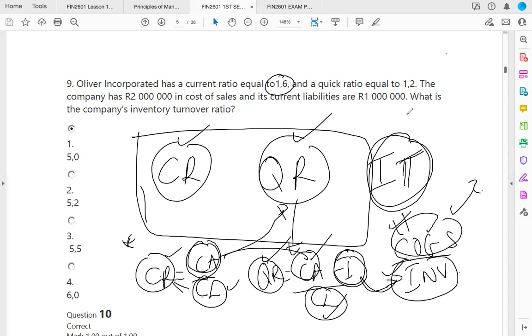Put the recording on pause, try that. And then when you're done, press continue. Then we can check to see if you got it correct.